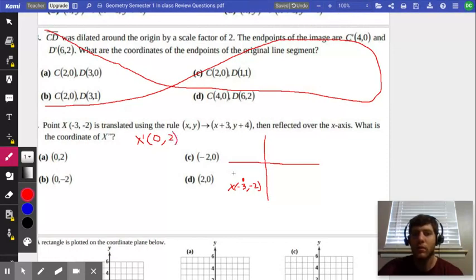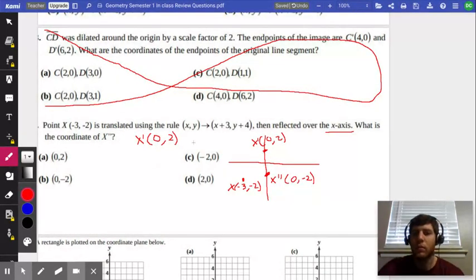So we're at -3, -2. If we go 3 to the right, we're going to be at 0. And if we go up 4, we're going to be at positive 2. So here's going to be x prime. It's going to be 0, positive 2. Okay. And then we want to reflect over the x-axis. So x double prime will be 0, -2.